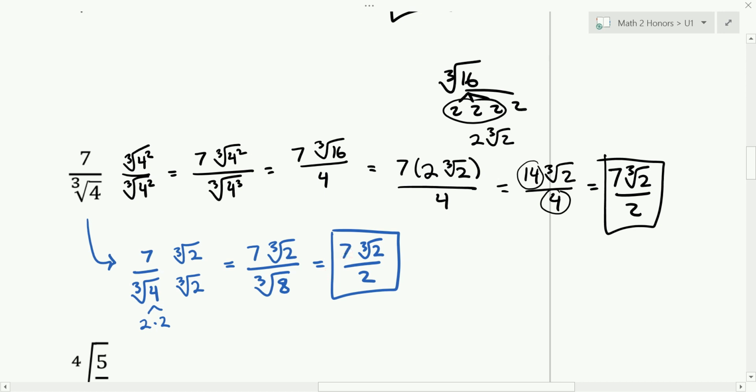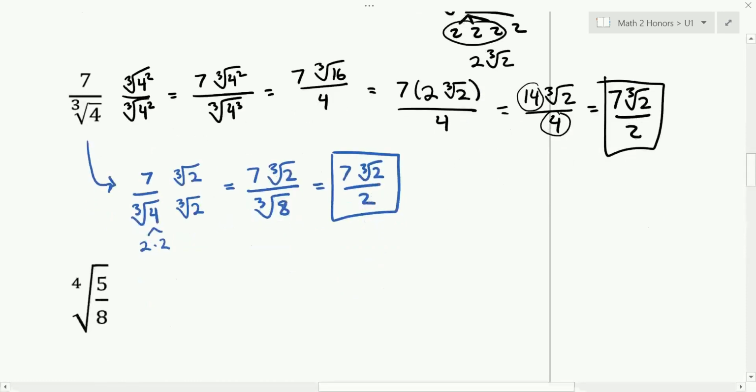Less work. Okay. This way wrong? No. This way shorter? Yeah. Okay. And that's why I say with more experience with this stuff, you start to learn how to get there. Okay. So try the 4th root of 5/8. And keep in mind Ashley's method there. It might help you here.